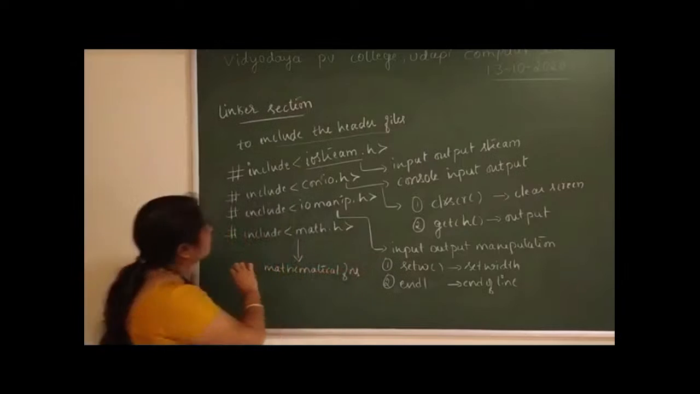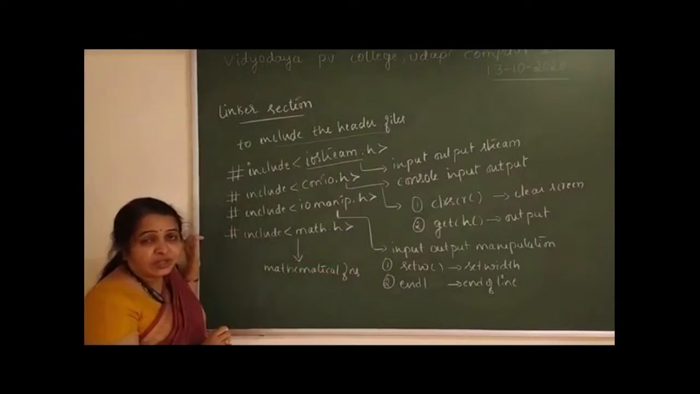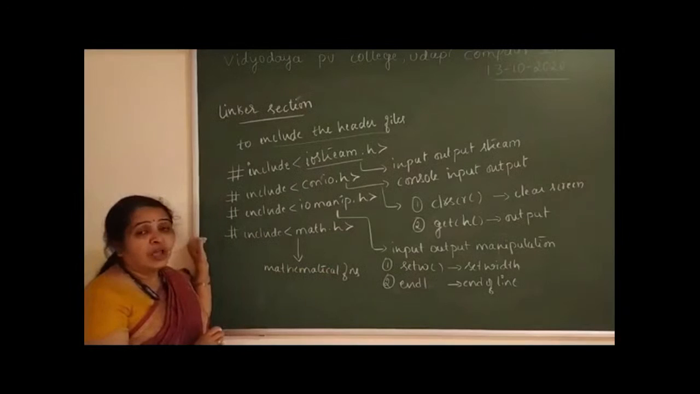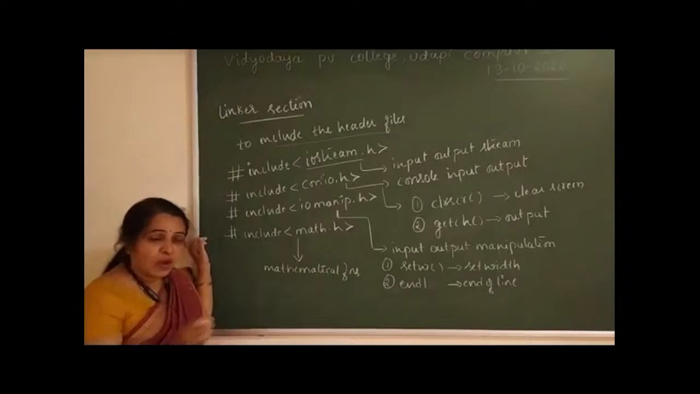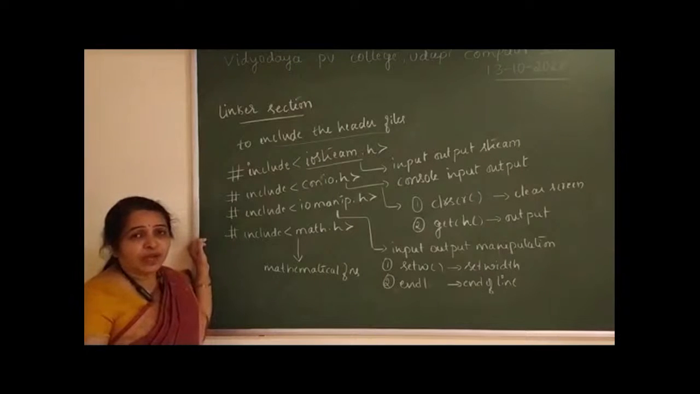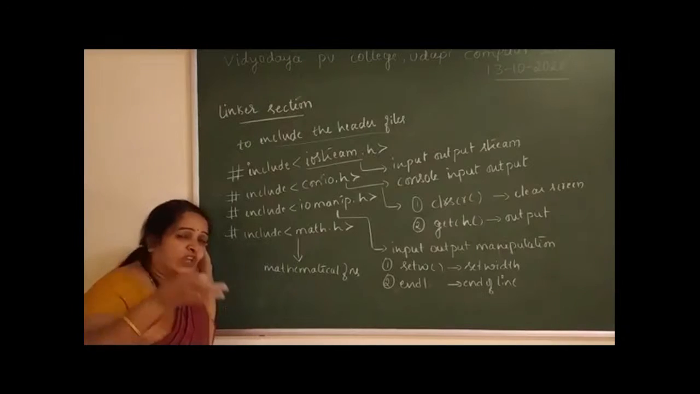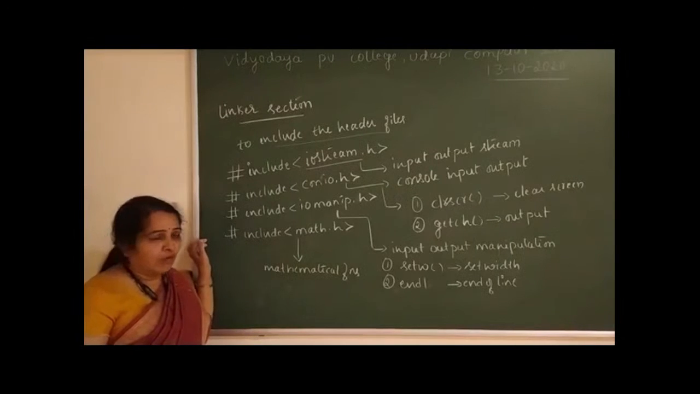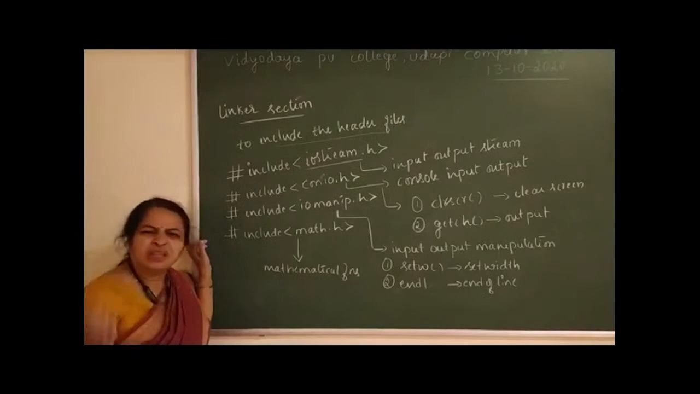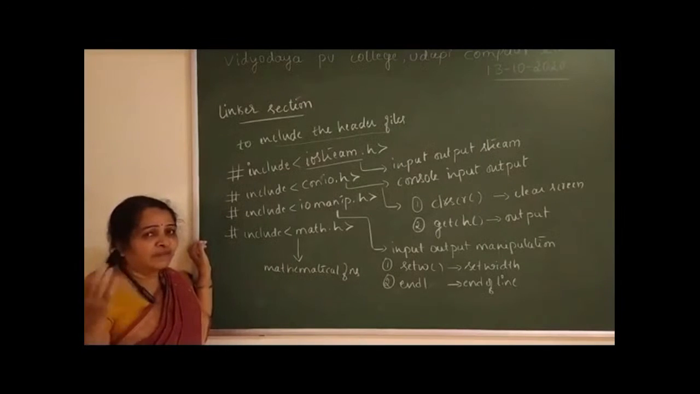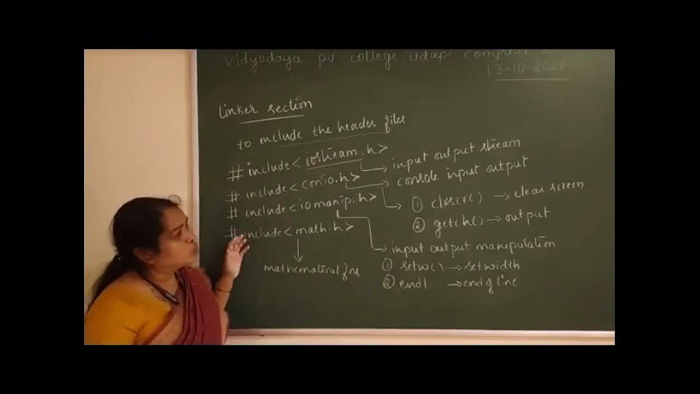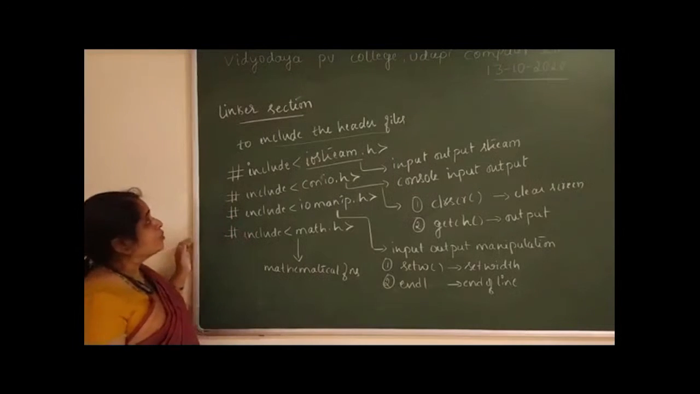So this is about the linker section. The linker section is the section which is used to include the header files in our program. Once we include the header files in the program, then only the compiler will come to know which functions the user wants to use, and then those functions will be brought from the standard library. These are some of the examples. Many are there. For each function we have different header files. Most commonly we use them. So this is about the linker section.